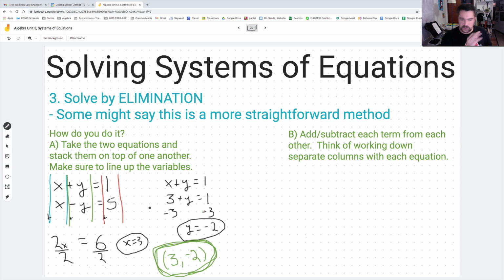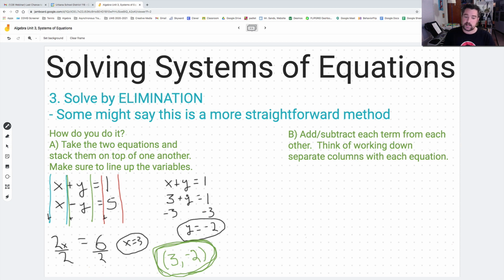For the easier problems, they're going to be set up already for you, because you see here, I want you to think in columns. You've got a column right here for your x terms, a column right here for your y terms, and a column right here for whatever numbers are left on the other side of the equal sign. If you think of setting them up into columns, you're just going to add or subtract right down the line. So x plus x is 2x, y minus y is no y's, they cross out, that's what we want. 1 plus 5 is 6. 2x equals 6, we can divide both by 2, we get x equals 3.